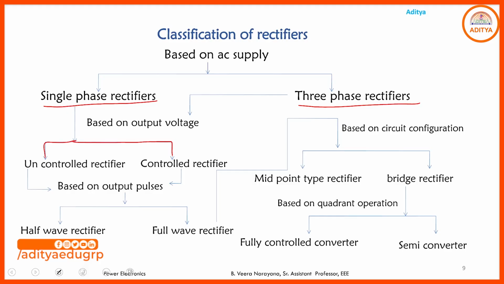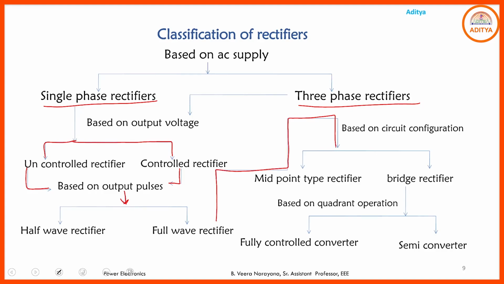And again, these uncontrolled rectifiers and controlled rectifiers, based on output pulses, the number of pulses present in the output voltage, are together classified into two types, like half wave rectifiers and full wave rectifiers. Again, the full wave rectifier is classified into two types based on circuit configuration or circuit arrangement. Those are midpoint type rectifier and bridge type rectifier.